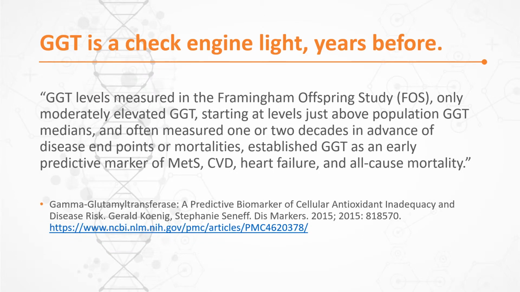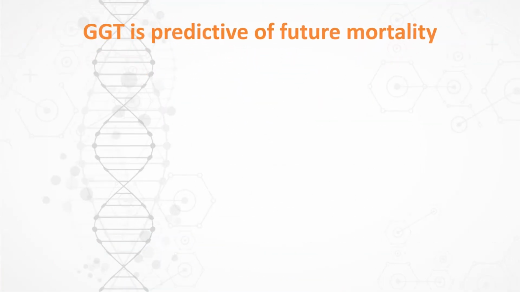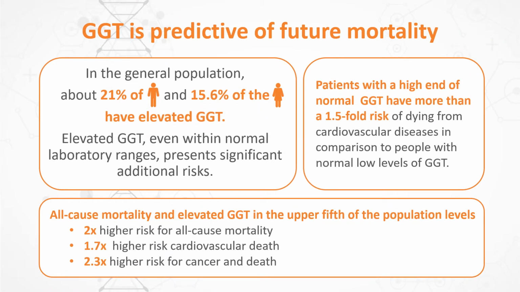GGT is your check engine light years before your car crash. It's your check engine light before your engine stops. They looked at the Framingham Offspring study, and only GGT reflected the high rate of advanced disease endpoint and mortality as an early indicator of metabolic syndrome, cardiovascular disease, heart failure, and all-cause mortality. GGT is a predictive value of future mortality.